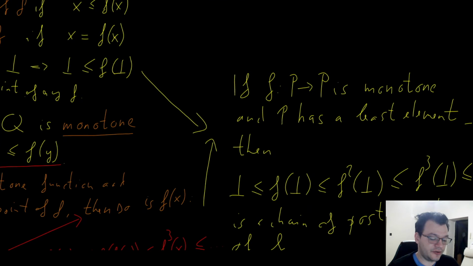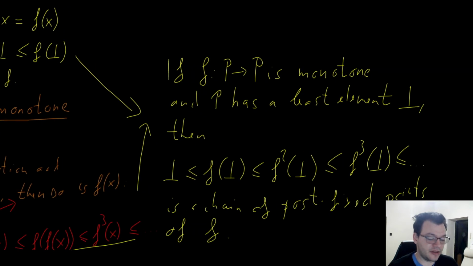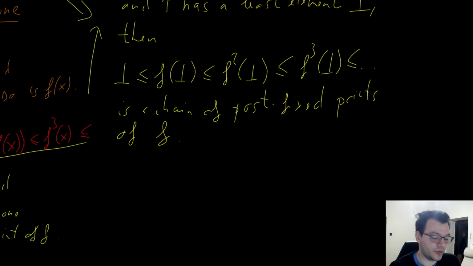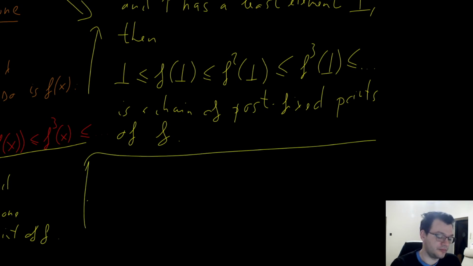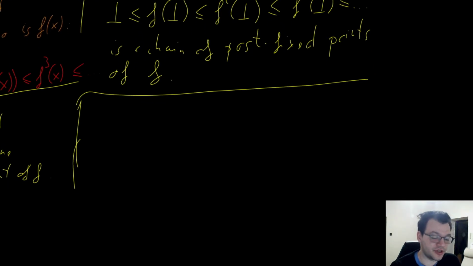So if we have a least element, then this is a chain of post-fixed points of f. And remember, we are just trying to get a pre-fixed point. Now, the interesting thing is that first I should tell you what a chain is. You might have some impression what a chain is, of course, but I should define this formally.